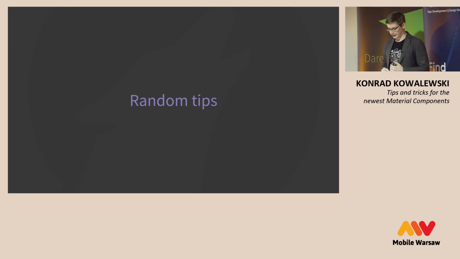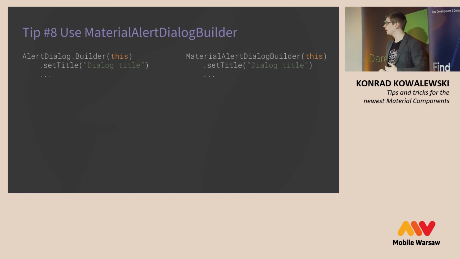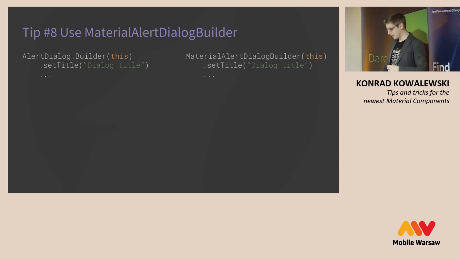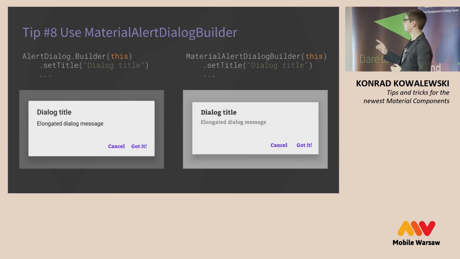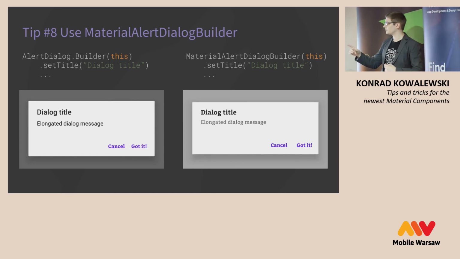Okay, and some random tips at the end. If you have alert dialogs in your app, and you've already set all of the attributes in your theme, just as I showed you before, then you should use the MaterialAlertDialogBuilder, the class that replaces AlertDialog.Builder, because if you use it, it will pull all of the values for you. So again, the dialog title and the elongated dialog message, as you can see, are styled with the styles that you created. And on the left, when using the old dialog builder, the styles are not applied. So if you're already using Material Components in your app, remember to use MaterialAlertDialogBuilder when creating dialogs.